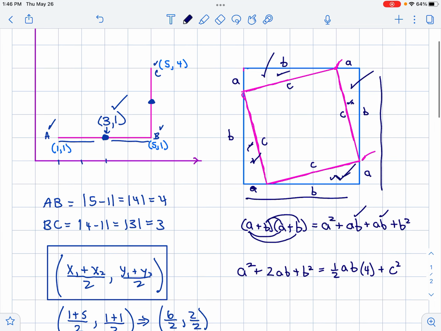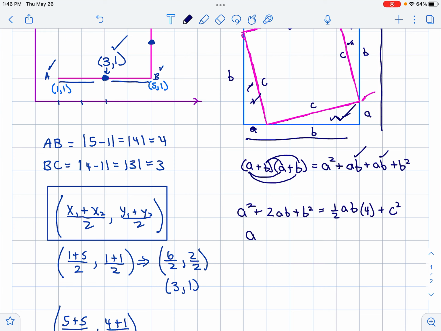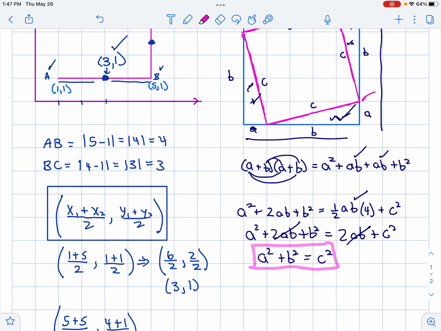So let's see what we've got here for the area. On the one hand, A squared plus 2AB plus B squared. That is the area. But on the other hand, look at this over here. 4 times 1/2, that's 2AB plus C squared. So let's see what we've got. We've got A squared plus B squared. The 2AB terms get rid of each other. Now, this right here is called the Pythagorean theorem.